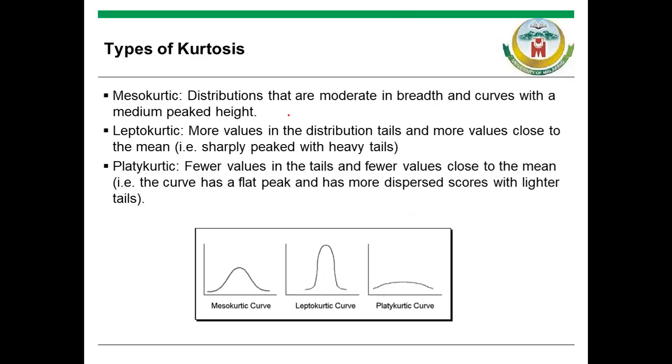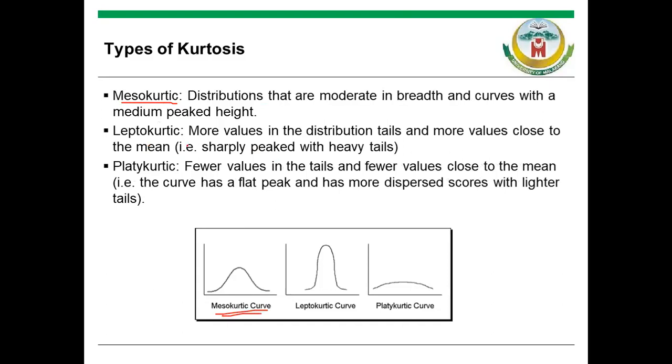Mesocurtic distributions are moderate in breadth and curve, with a medium peak height. If there is a medium peak height, then such a type of distribution is called mesocurtic. Okay, now this is mesocurtic kurtosis.